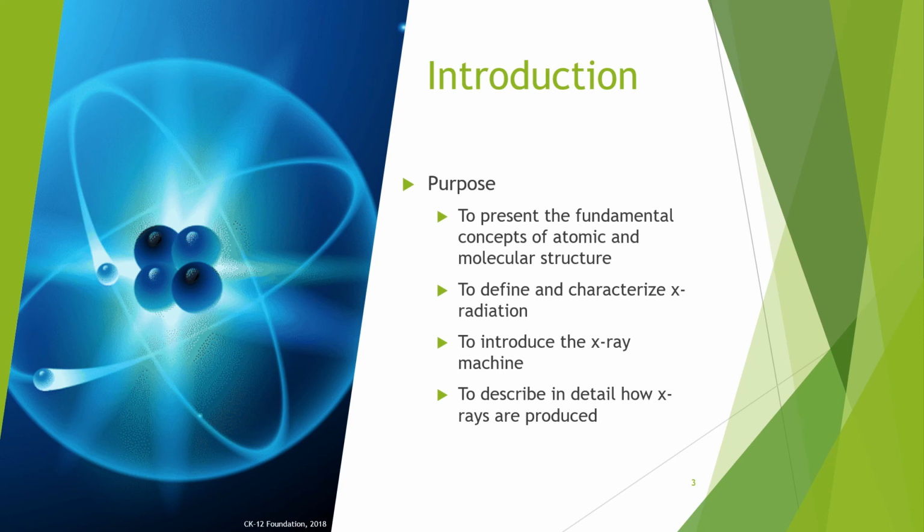The purpose of this chapter is going to be to present the fundamental concepts of atomic and molecular structure, to define and characterize X radiation, to introduce the X-ray machine, and we're going to describe in detail how X-rays are produced. This chapter is also going to include a discussion of the interactions between X radiation with matter.